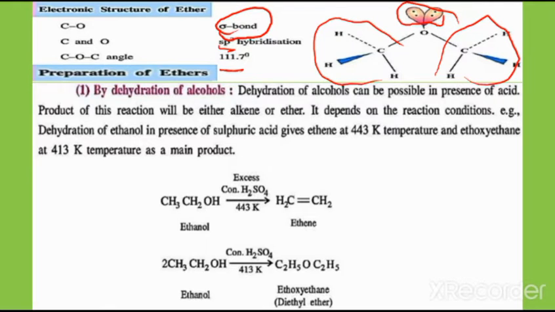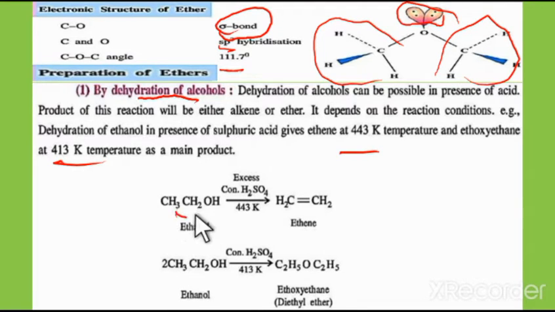Next, the preparation methods of ether. It can be prepared by the dehydration of alcohols. When alcohols undergo dehydration in the presence of concentrated sulfuric acid, it acts as a dehydrating agent at a particular temperature, that is 443 Kelvin. In that case it gives the alkene by dehydration, whereas at 413 Kelvin it gives the ether.